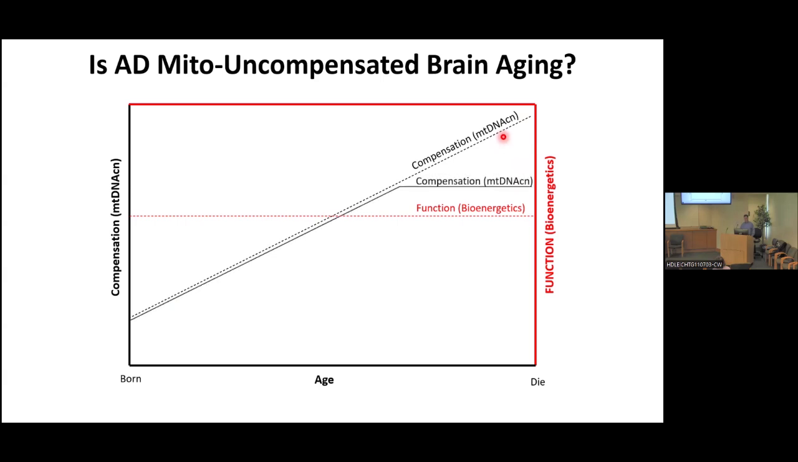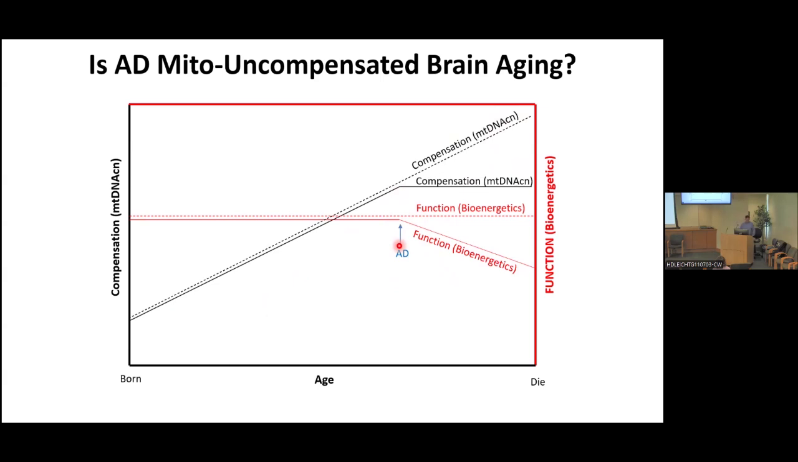What happens if you can't raise your mitochondrial DNA copy number to levels needed to maintain biologic function? Well, then you lose function. You're decompensated now. And I would propose that this is the point where the wheels start to come off the wagon and people start to get into trouble clinically.